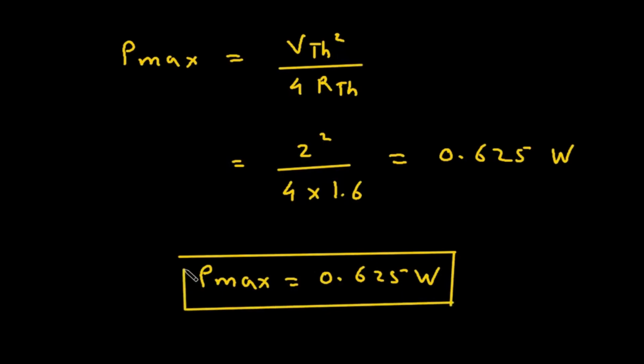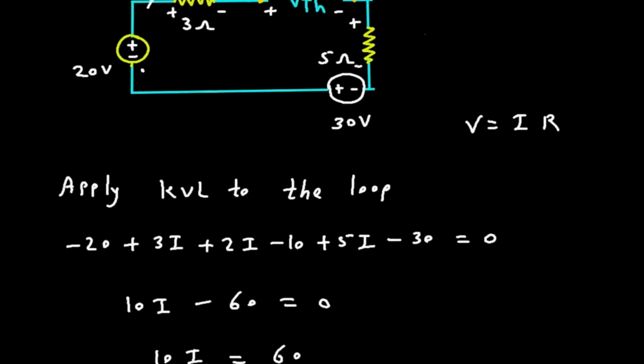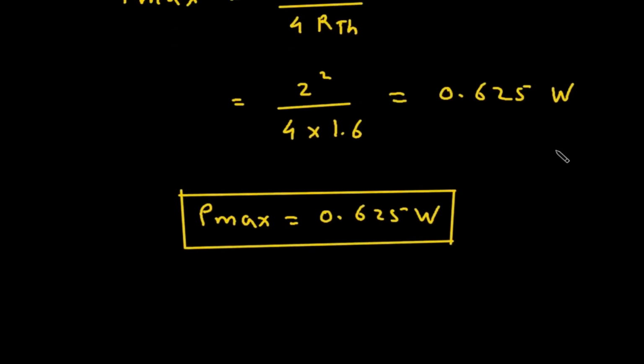What we have to find? We have to find maximum power that can be delivered to the resistor R. So this is the maximum power that can be delivered to resistor R.